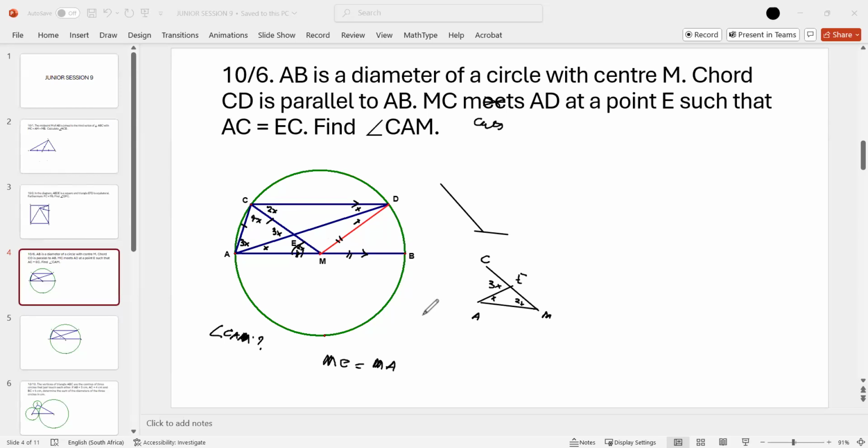So now you've got every angle in this picture known. You've got x, you've got 2x, you've got 3x, you've got 4x. Very interesting problem. All in terms of x.